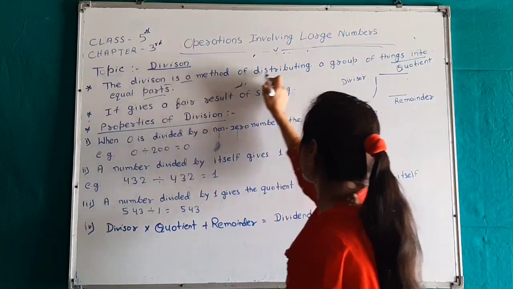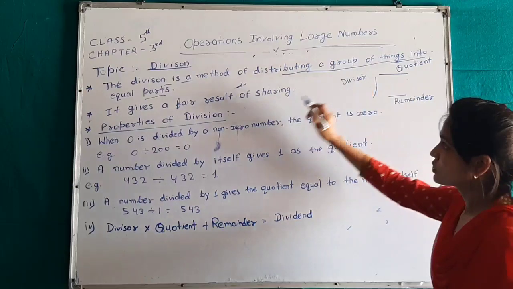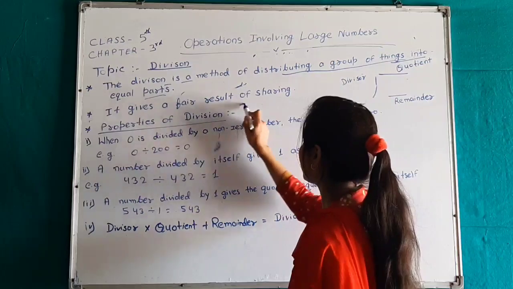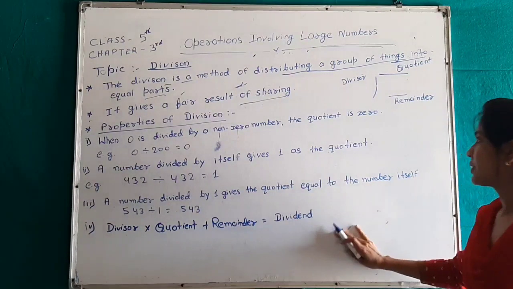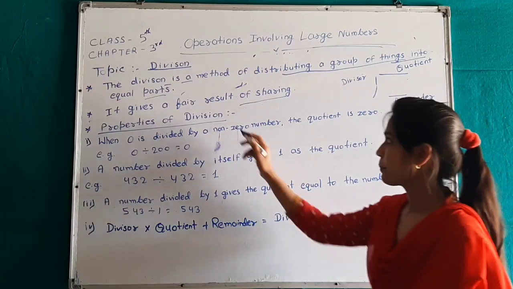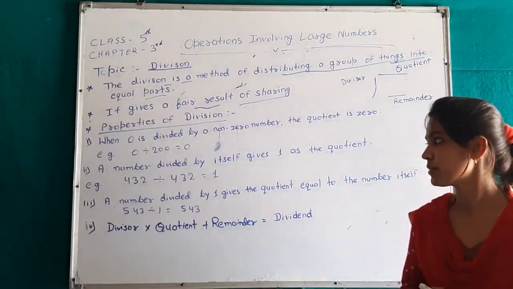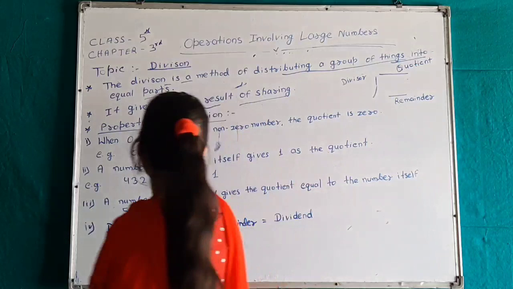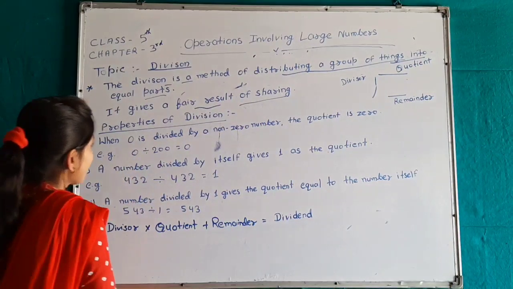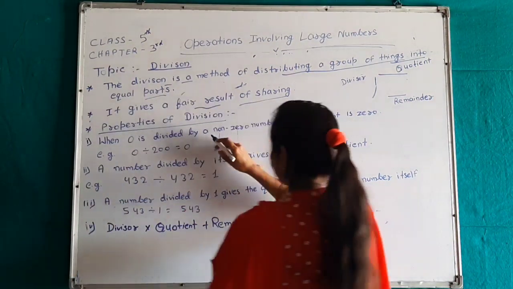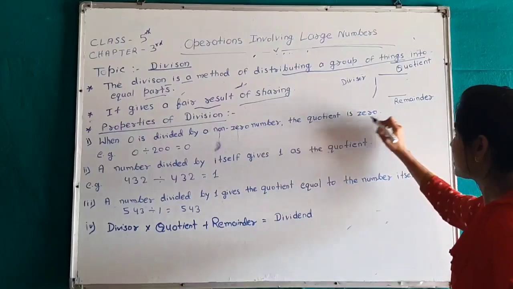The division is a method of distributing a group of things into equal parts. It gives a fair result of sharing. With the help of division we find a fair result of sharing. Here are some properties of division. When 0 is divided by a non-zero number, the quotient is 0.